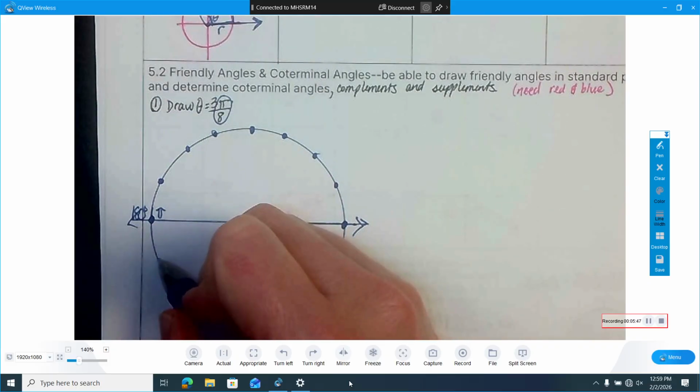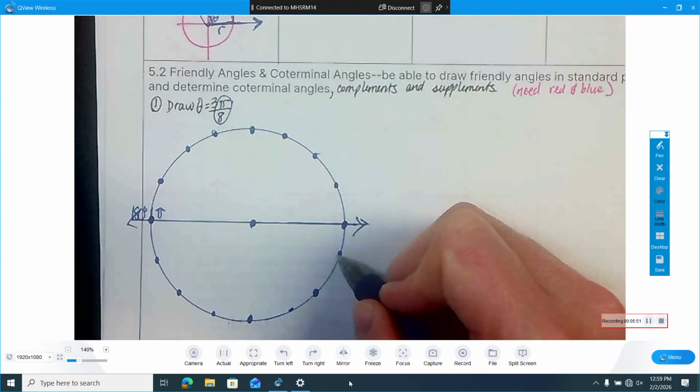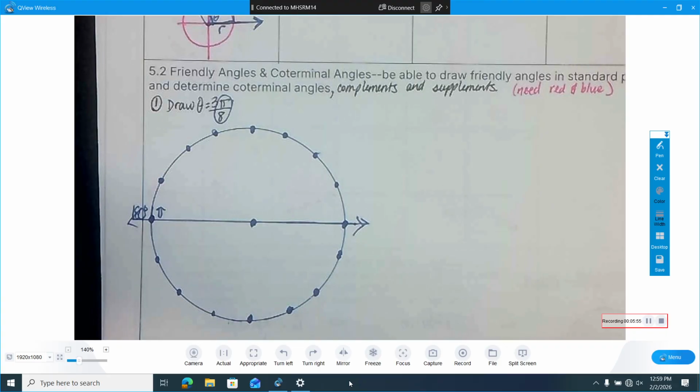There I have 4, 5, 6, and 7, 8. All right, how many pieces to get all the way around the circle? 16, yeah, okay. So whatever you do to the top, you do to the bottom.